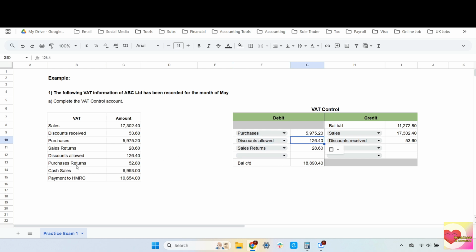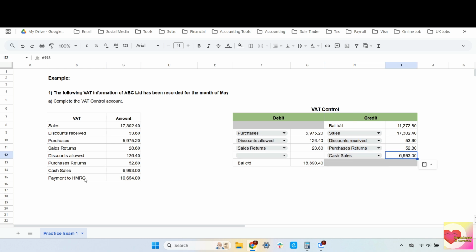Next is the purchases returns, which decreases our purchases. We record purchases in debit, so the purchases returns that decreases the purchases should be recorded in credit, and so is the VAT. Next, cash sales are also sales which we record in credit, so we should record the VAT in credit as well.